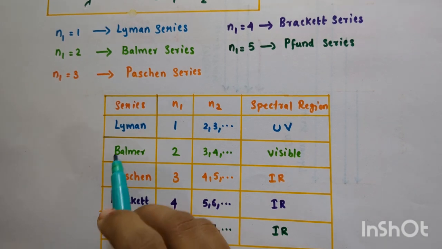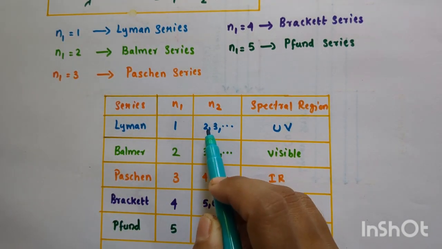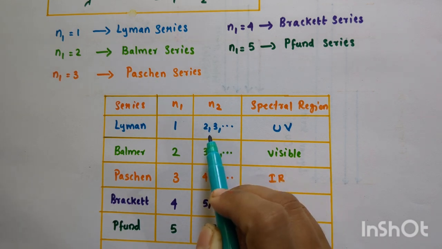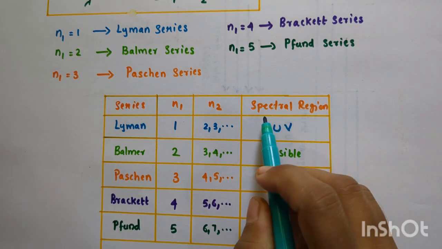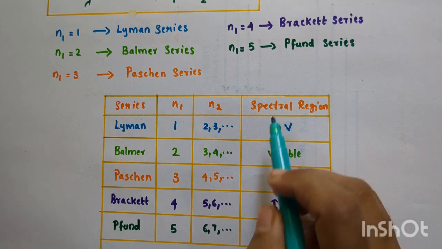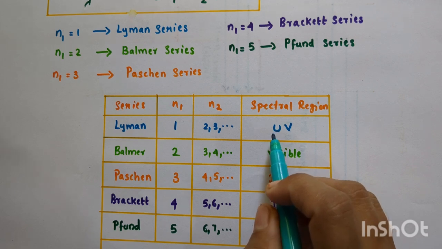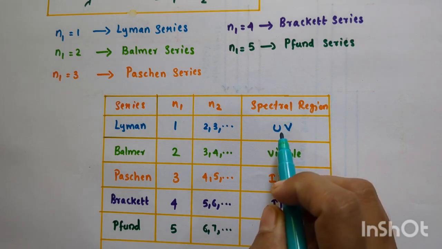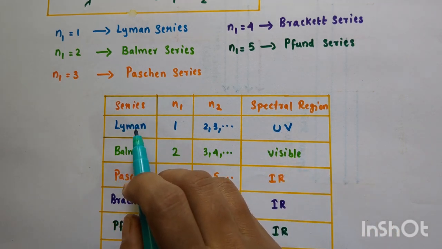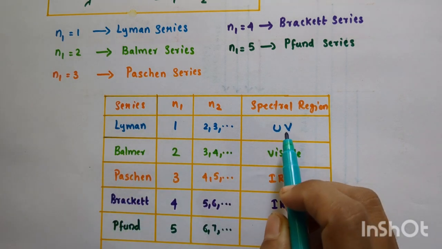For the Lyman series, n1 equals 1, and n2 can have values 2, 3, 4, 5, etc. Corresponding to these, we will be getting a series of lines, some electromagnetic radiations which lie in the spectral region, that is, ultraviolet radiations. So in the Lyman series, we will be getting ultraviolet radiations.